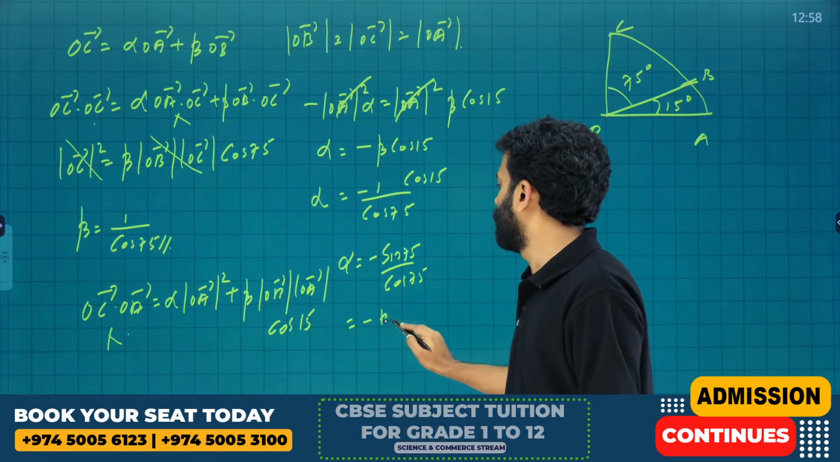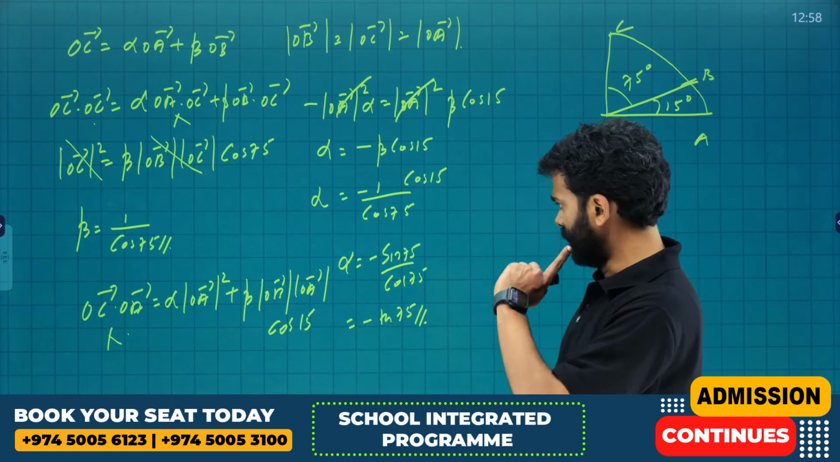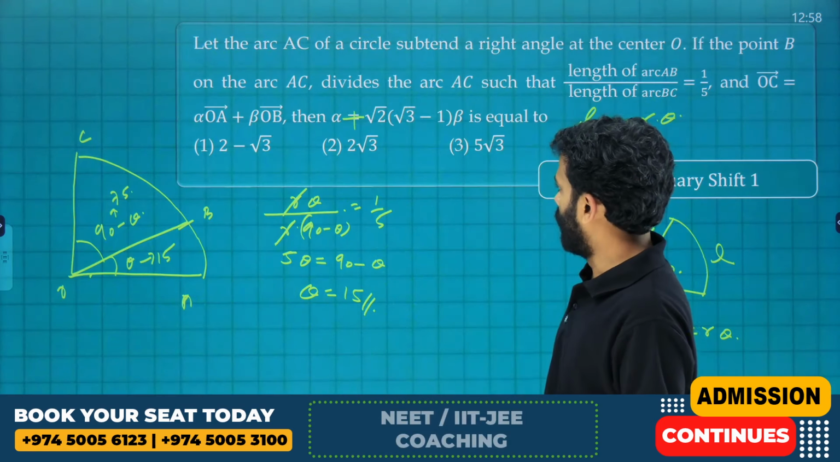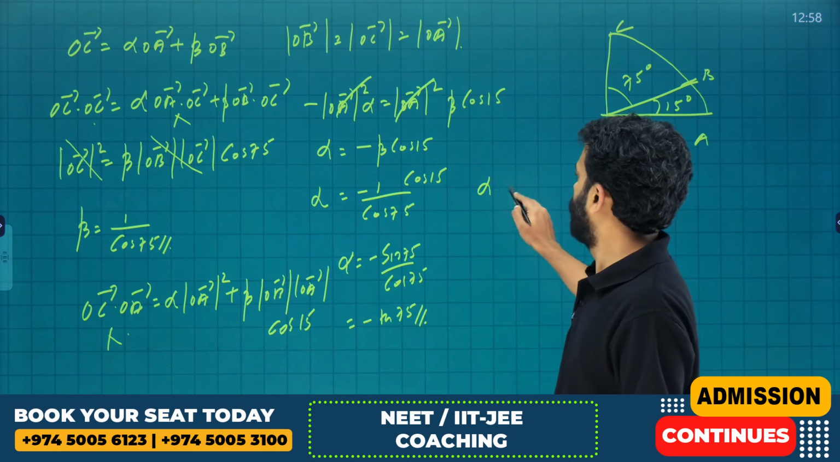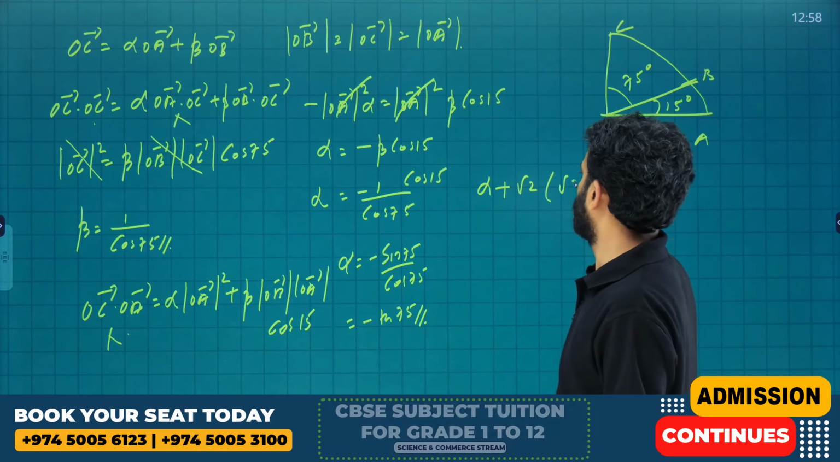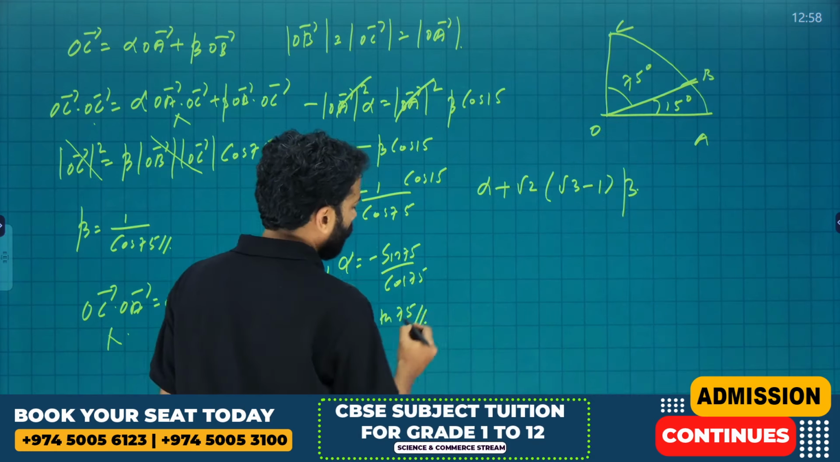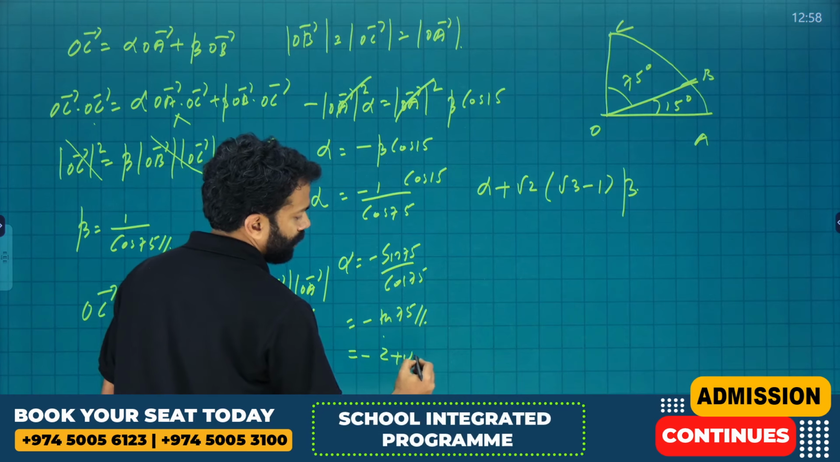That is minus tan 75. Okay, that's done and dusted. Almost done. Then we can apply to the final expression, that is alpha plus root 2 into root 3 minus 1 into beta. What is the value of alpha? Minus tan 75. That is equal to minus of 2 plus root 3.